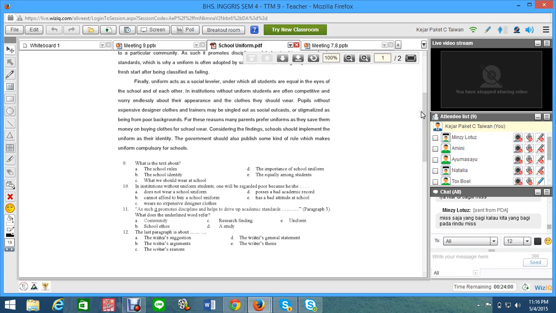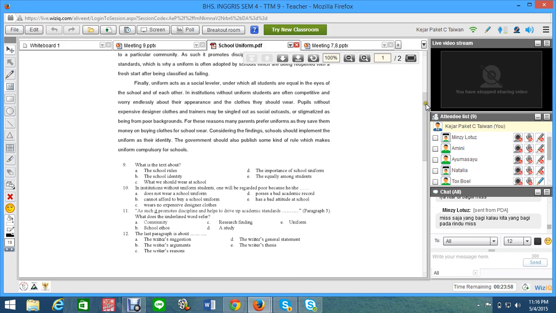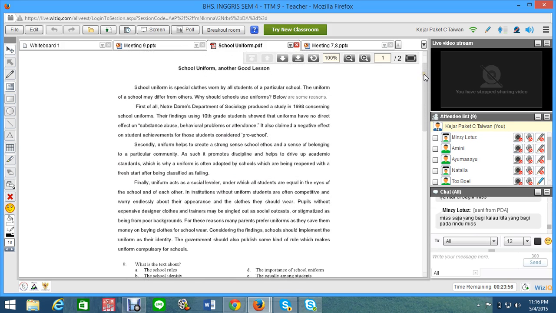Kayaknya kita discuss sekarang lah, masih ada waktu 10 menit lagi. Oke, kita discuss sekarang aja ini ya. School uniform, another good lesson. Jadi ini adalah, this is one of the example of analytical exposition. Okay, school uniform is special clothes worn by all students of particular school. The uniform school may differ from others. Why should school use uniforms? Below are some reasons.